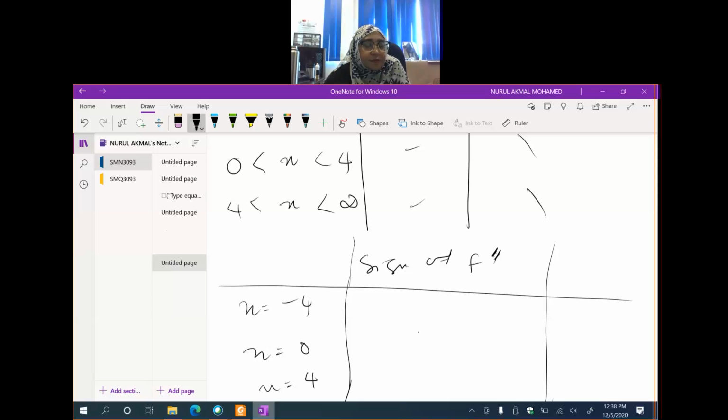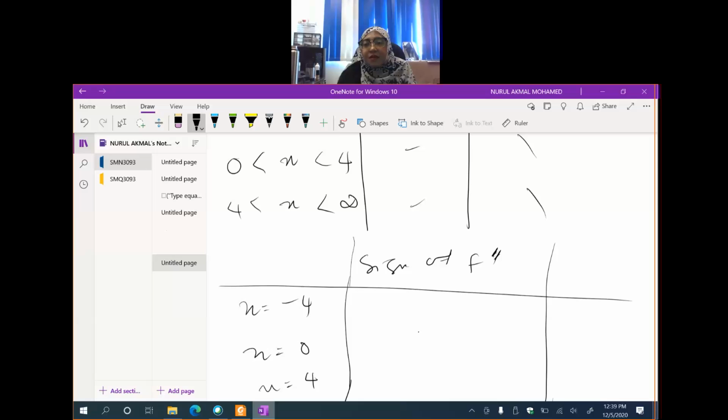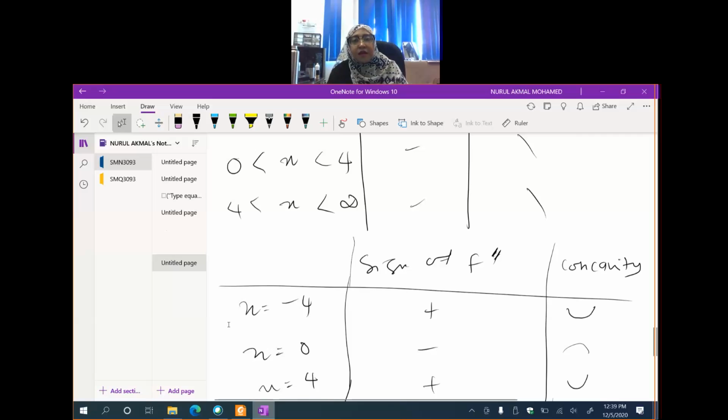Is it positive or negative? Positive, negative, positive. So it means that this is concave up, concave down, and this is concave up. This is concavity.